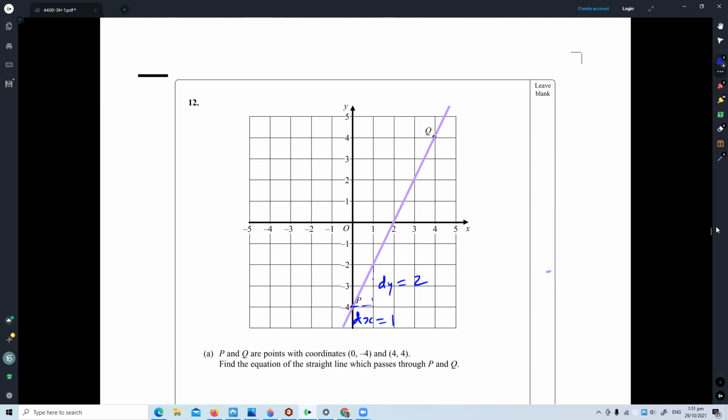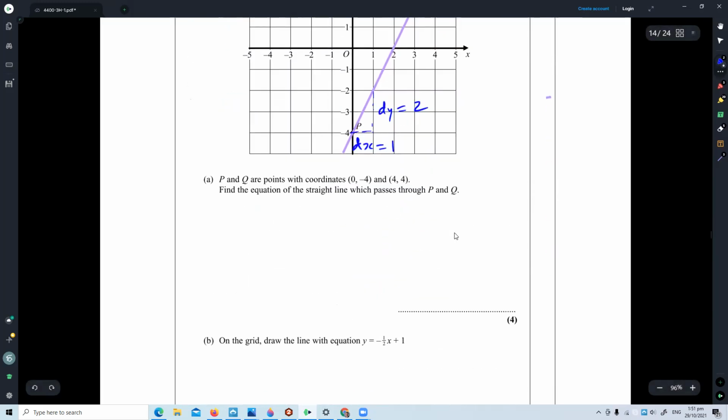So I go across by 1 when I go up by 2. Rise over run, or the difference in y divided by the difference in x, is equal to 2 over 1, which is 2. And the y-intercept is -4. So I can happily say that it's y equals 2x minus 4.